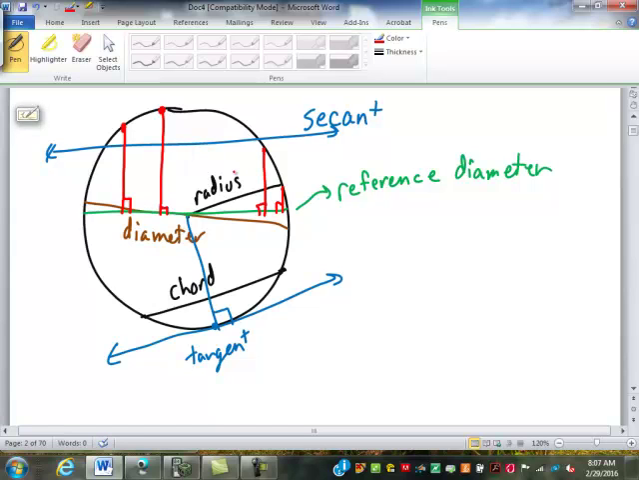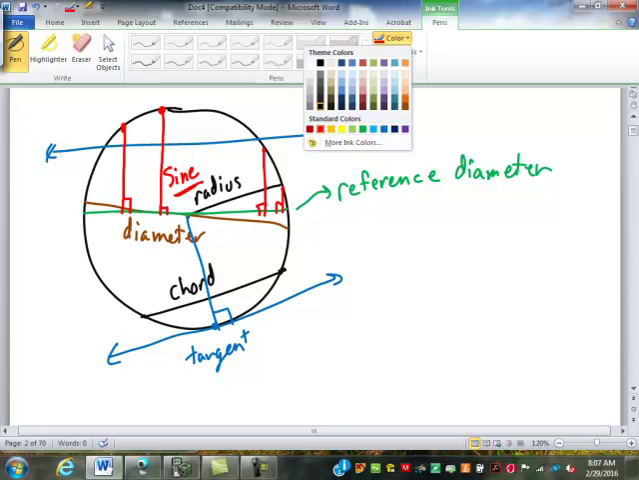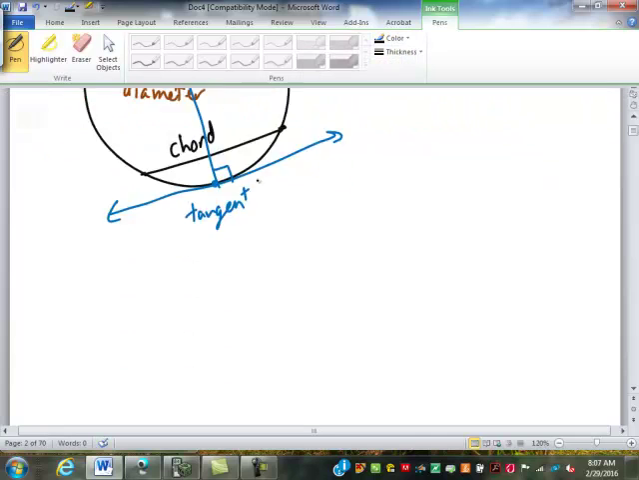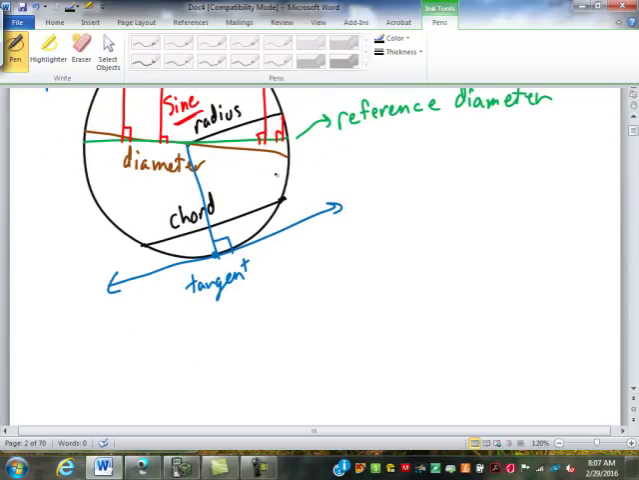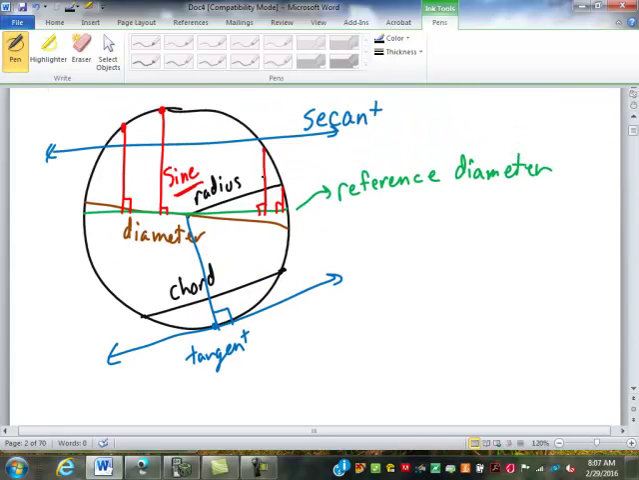That distance for a given point is called that point's sine. Make sense? Sine is the distance from a point on the circle to a reference diameter. So why am I discussing all this? Well, because we're going to start talking about trig, and you'll see the words sine, tangent, secant. Those are actually our three main trig functions.